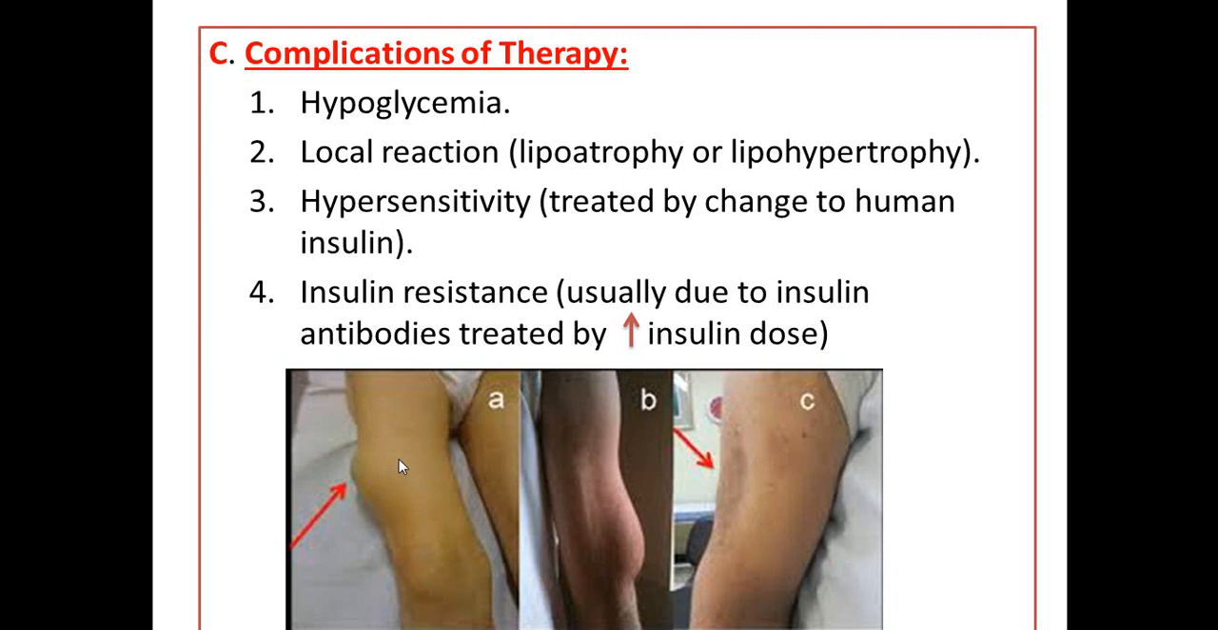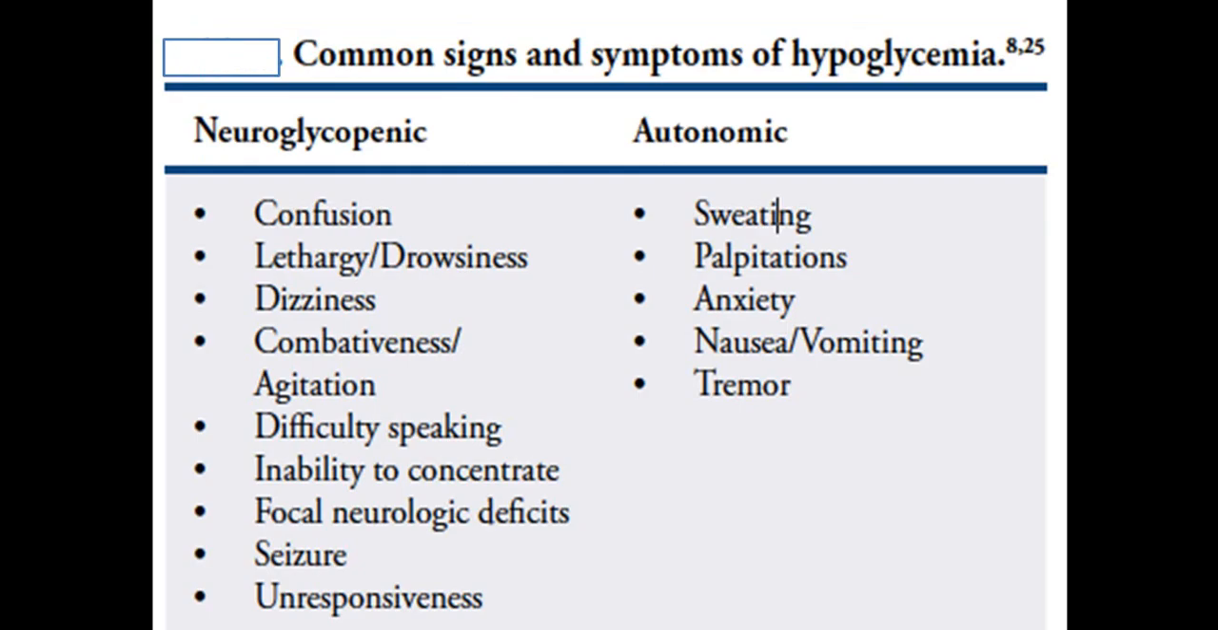And hypersensitivity reaction, and this occurs after giving insulin. There is a reaction at the site, or maybe it's generalized, and it's treated by changing to human insulin, not of animal type. Insulin resistance, usually due to insulin antibodies, is treated by increased dose. So we have hypoglycemia, local reaction, hypersensitivity, and insulin resistance. These are complications related to therapy.